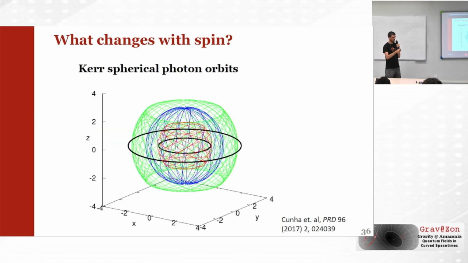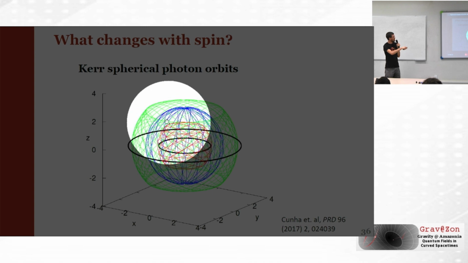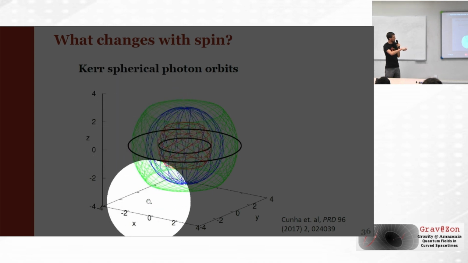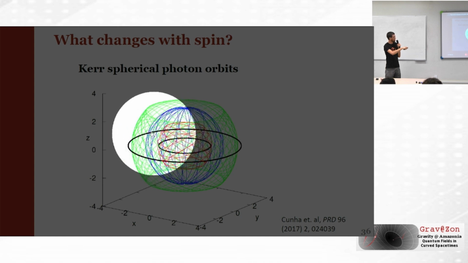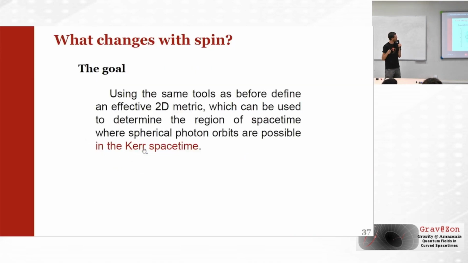This is the example for Kerr, where we have this region with null spherical geodesics bounded by two light rings in black. So the goal is to use the same tools as before to determine the region where these spherical photon orbits can happen. And since this is ongoing work, I will focus only on the Kerr case as a proof of concept.